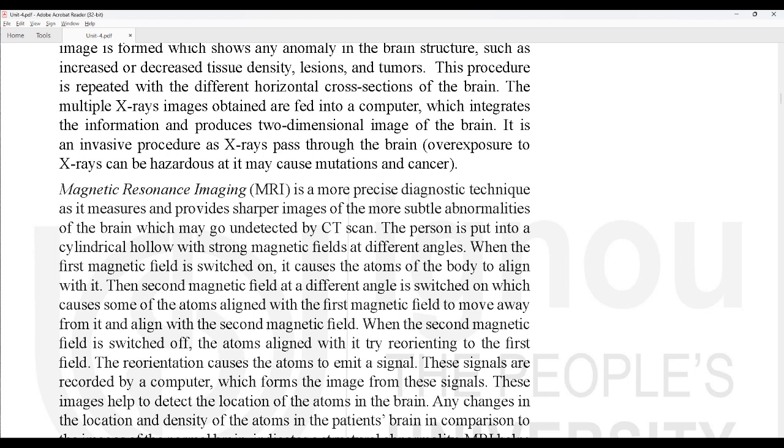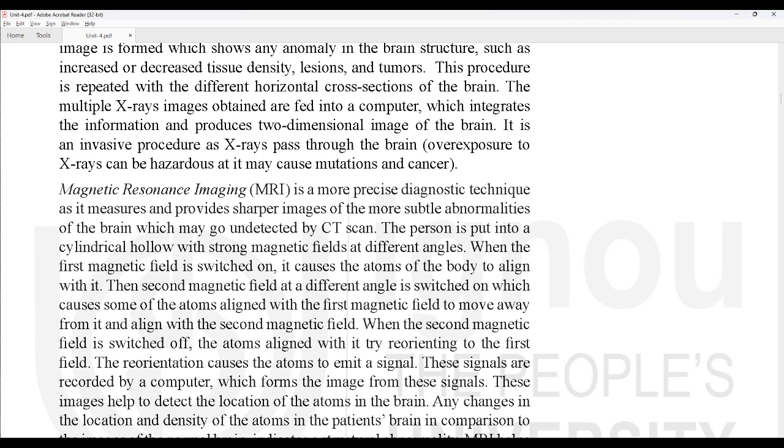When the second magnetic field is switched off, the atoms aligned with it try reorienting to the first field. The reorientation causes the atoms to emit a signal. These signals are recorded by a computer, which forms the image from these signals. These images help to detect the location of the atoms in the brain.